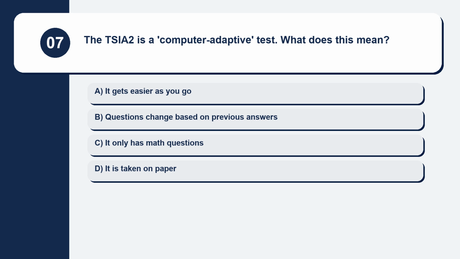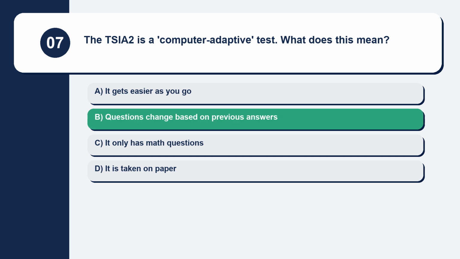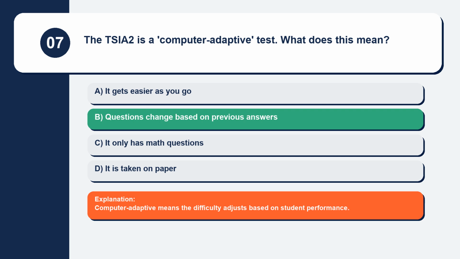Question 7. The TSI A2 is a computer adaptive test. What does this mean? It gets easier as you go. Questions change based on previous answers. It only has math questions. It is taken on paper. Computer adaptive means the difficulty adjusts based on student performance.